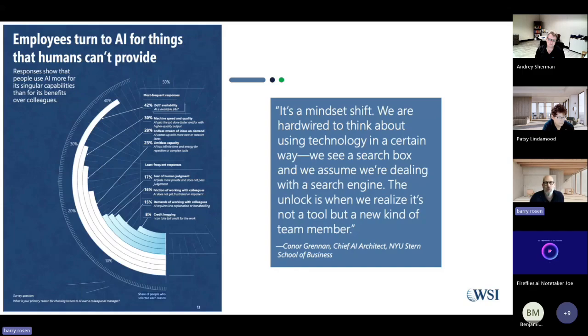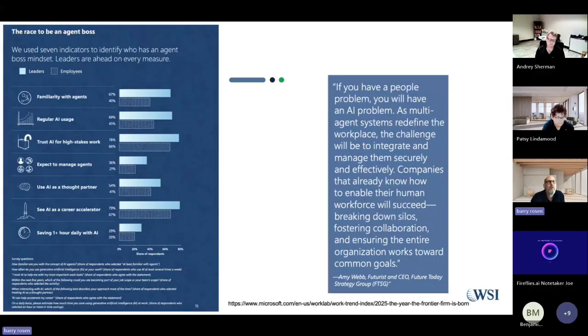And so what we really want to do is unlock when we realize that it's not a tool, but it's actually a team member that can go out and do things for us. That's going to be kind of that breaking point for the agents.